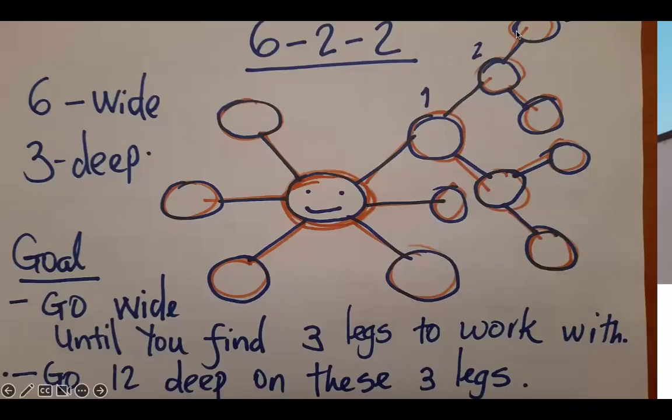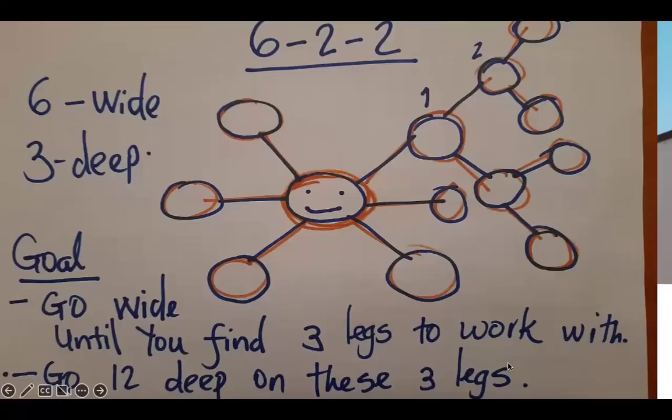So the idea is to go at least 12 levels deep before you find an actually stable leg to work with. Why do you need to go 6 wide? You need to go 6 wide because out of 6 to 7 people you sponsor, only 2 to 3 will actually show that they want to be committed to the business. Work with the willing. So go wide until you find 3 legs to work with. That simply means sponsor 6, 7, 8, 9, or 10 people until you find 3 people who are committed, who actually want to build a business. Those are the people that you need to give your time.